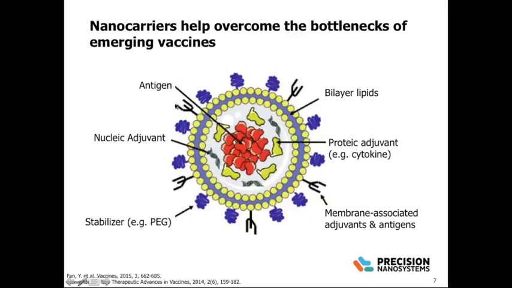For example, if your antigen or your nucleic acid is sensitive, you can encapsulate it on the inside of this nanoparticle and make sure it's only released to the host cell at the right time and in the right amount when it gets there. You can also attach the antigen or an adjuvant on the outside of this nanoparticle to expose it to the host cell or to immune cells to trigger an immune response.